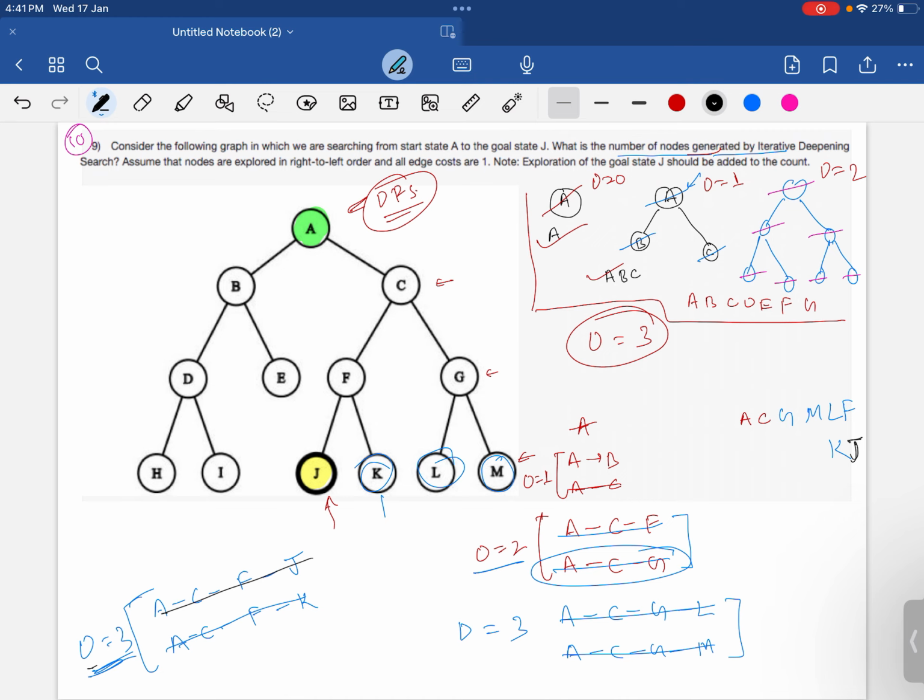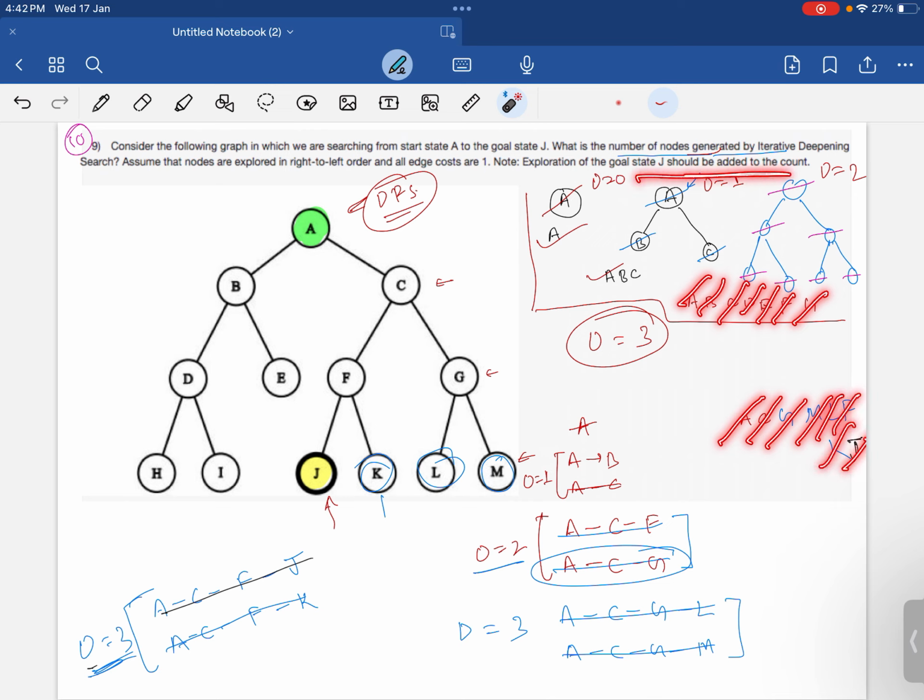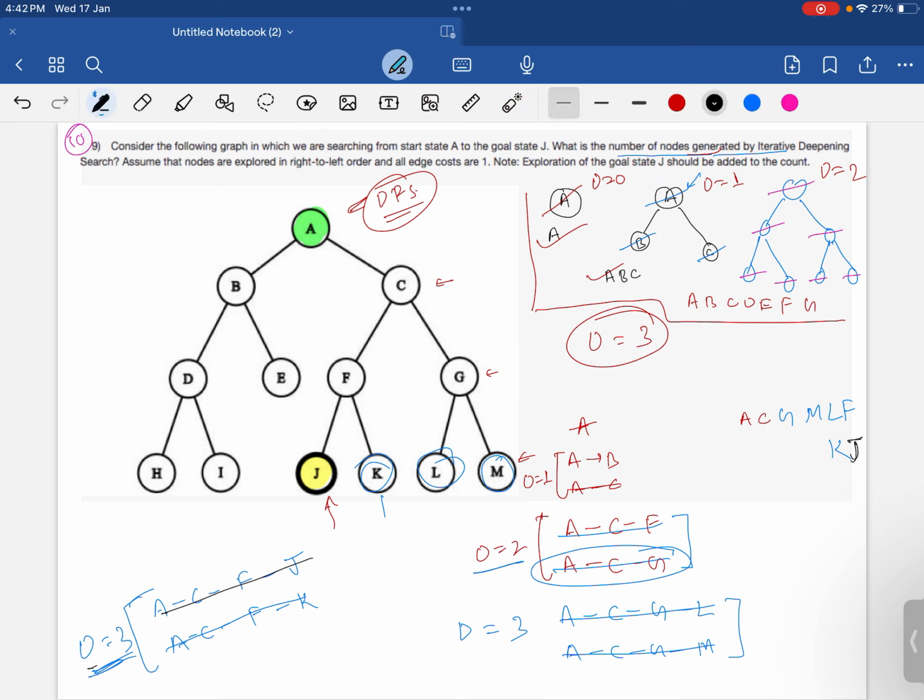So how many nodes do I have to count till now? At depth 0, depth 1, depth 2, and this is with depth 3. So 1, 2, 3, 4, 5, 6, 7, 8, 9, 10, 11, 12, 13, 14, 15, 16, 17, 18, 19. J should be counted, right? So the number of nodes generated by iterative deepening search is 19 in this case. So 19 is the correct answer for this.